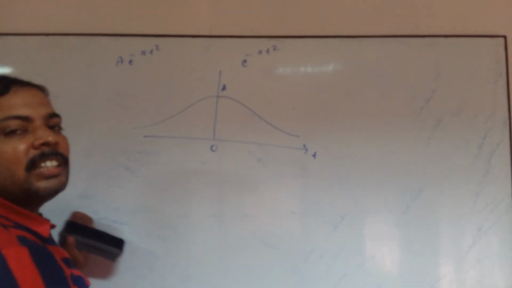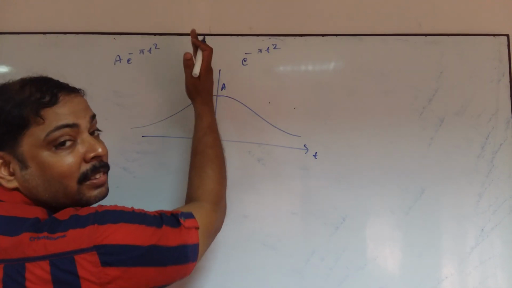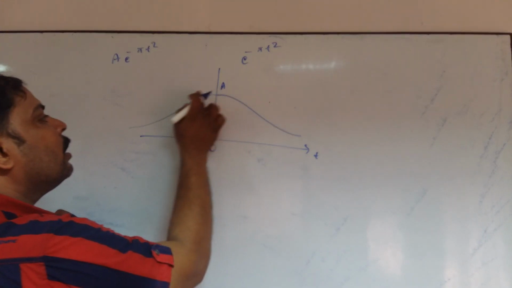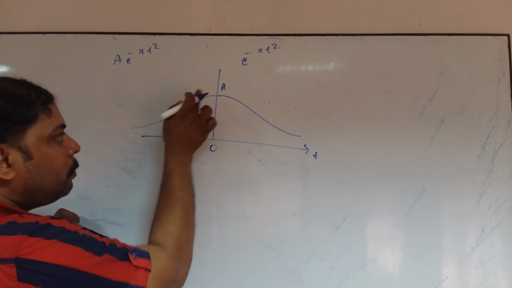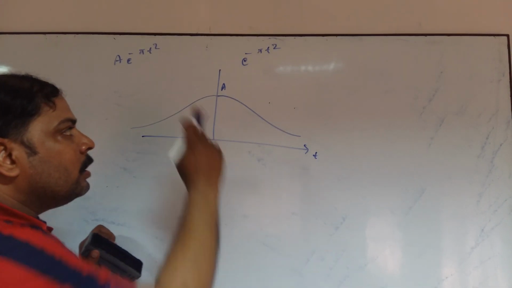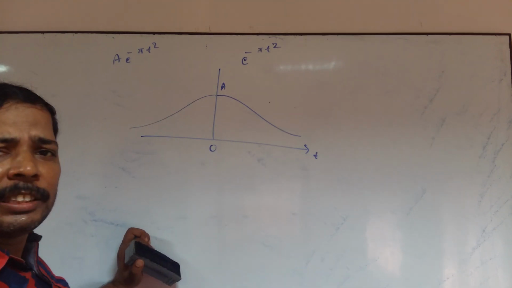So anyway, this signal is a Gaussian signal, and this signal is an even signal, because if you put a mirror here, this side's reflection will be over this plot, and this side's reflection will be over this plot. So therefore, this is basically an even signal. So this is the discussion about the Gaussian signal.